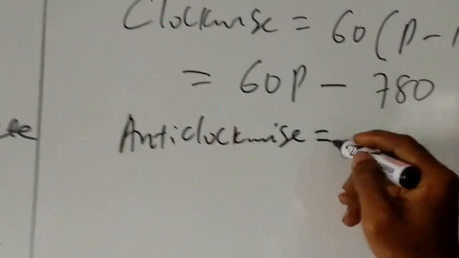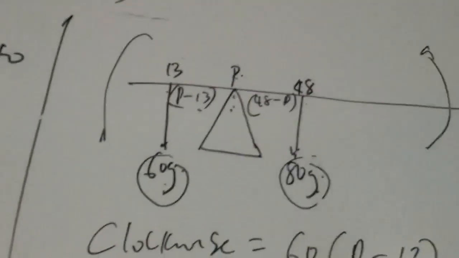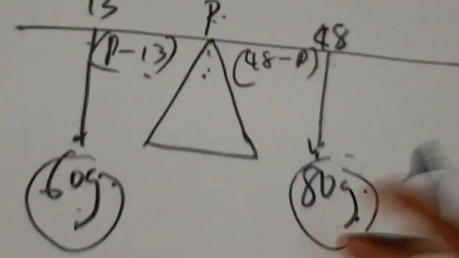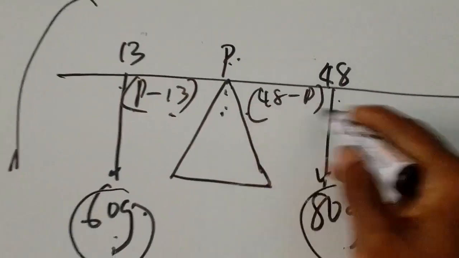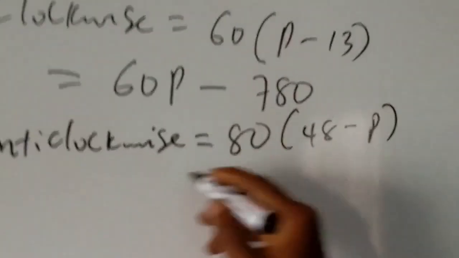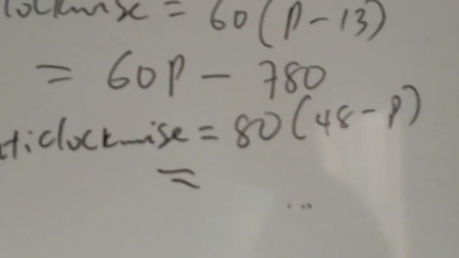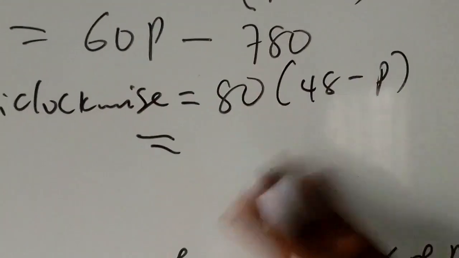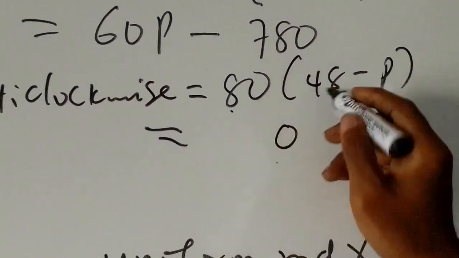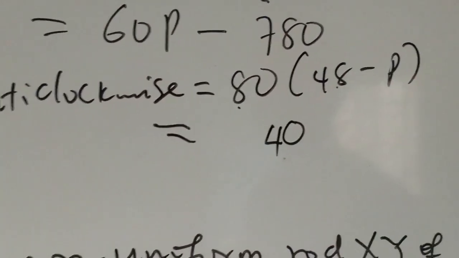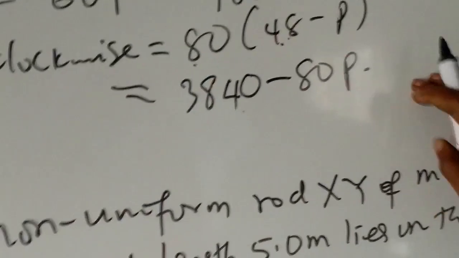For the anti-clockwise moment, we will now have 80, the force acting down there, multiplied by the distance to the pivot, 80 into 48 minus P. So we multiply and open the bracket, making use of our calculator: that is 3840 minus 80P. So this expression stands for the anti-clockwise moment.